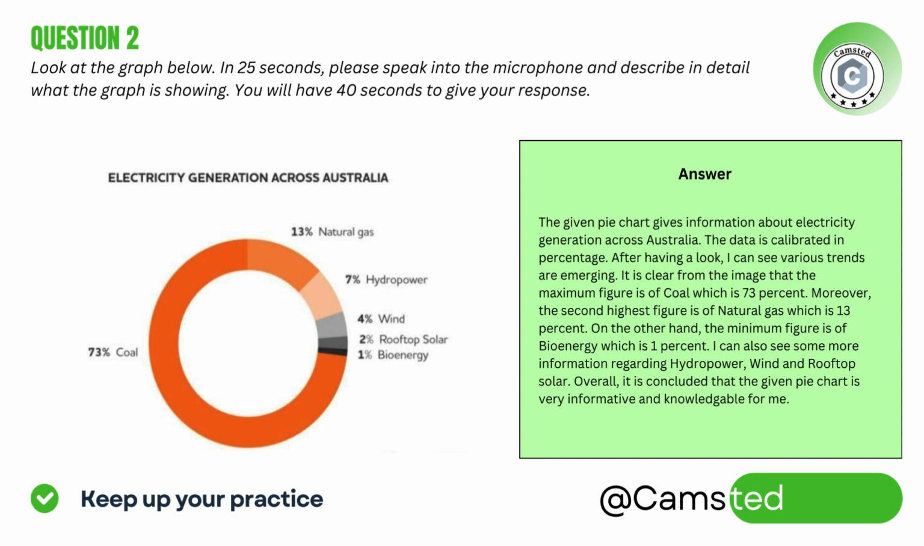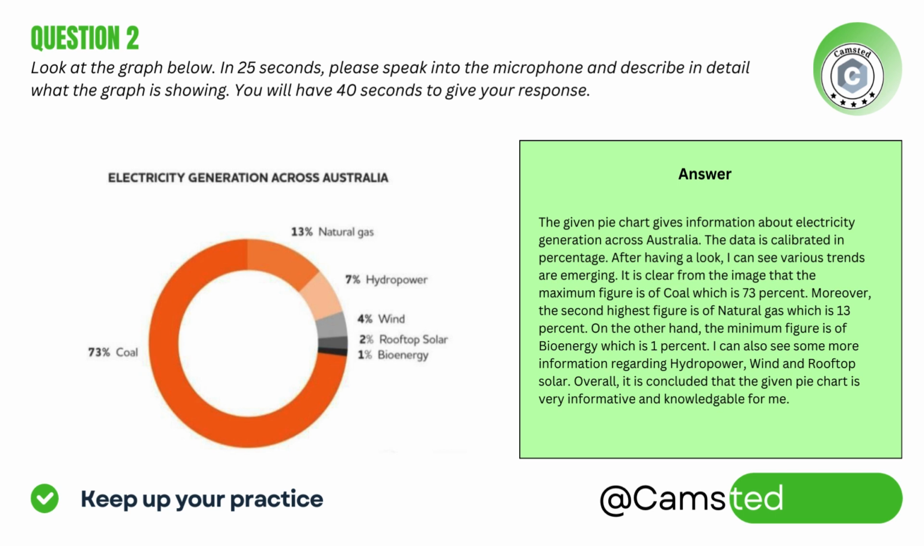The given pie chart gives information about electricity generation across Australia. The data is calibrated in percentage. It is clear from the image that the maximum figure is of coal, which is 73%. Moreover, the second highest figure is of natural gas, which is 13%.